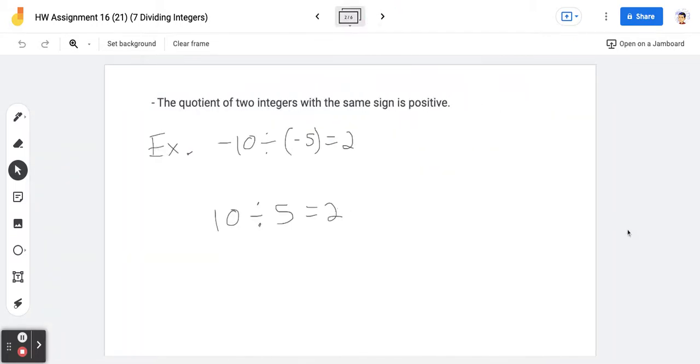The quotient of two integers with the same sign is positive. Negative 10 divided by negative 5 is 2. 10 divided by 5 is 2.